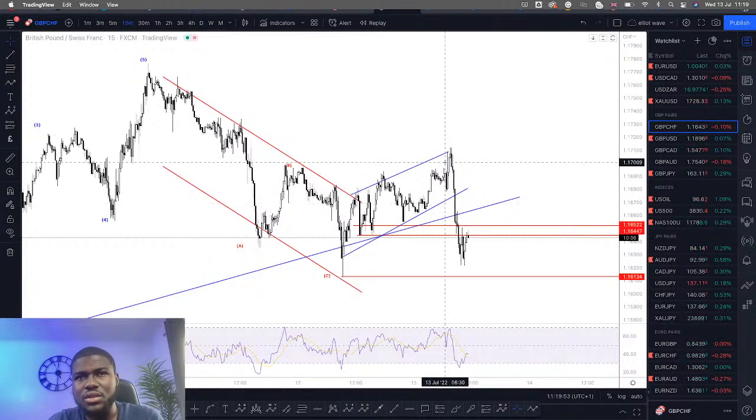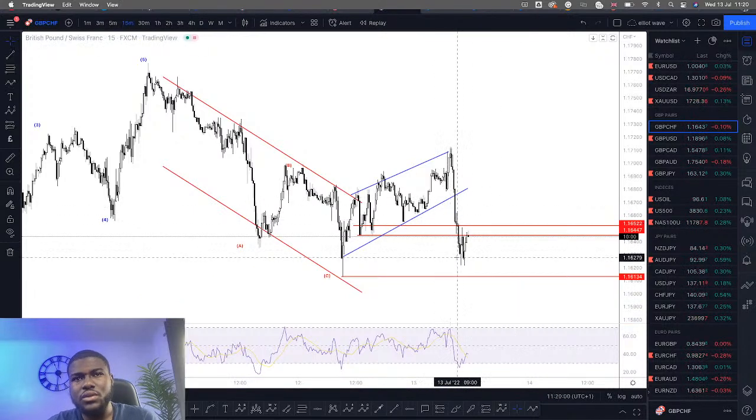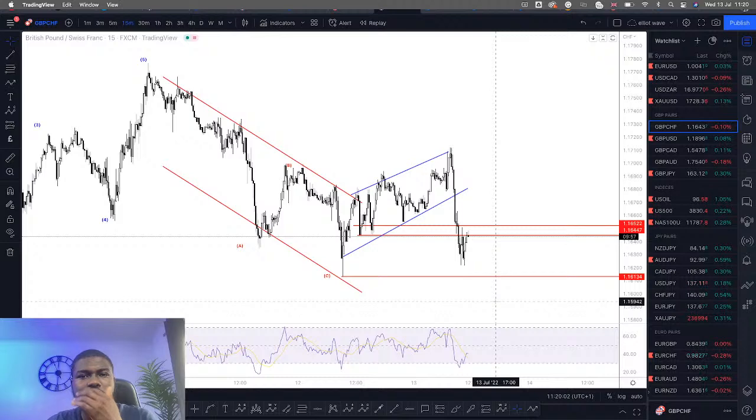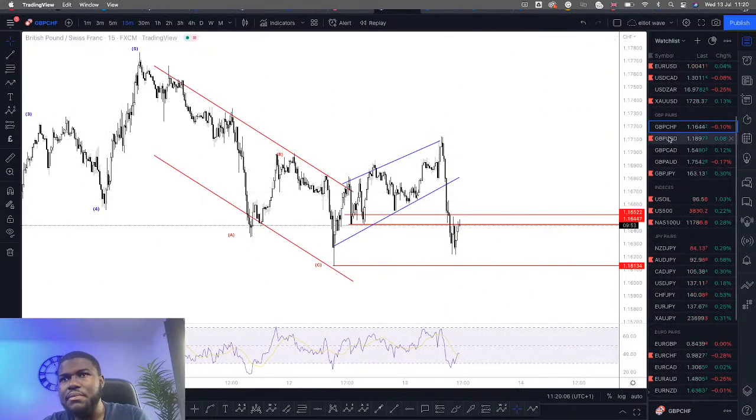This is a correction to the upside, and the beginning of this move is like an impulse. Let me remove this. Like an impulse that we just see a correction and it might continue going down. So we'll come back to that hopefully and analyze it better.